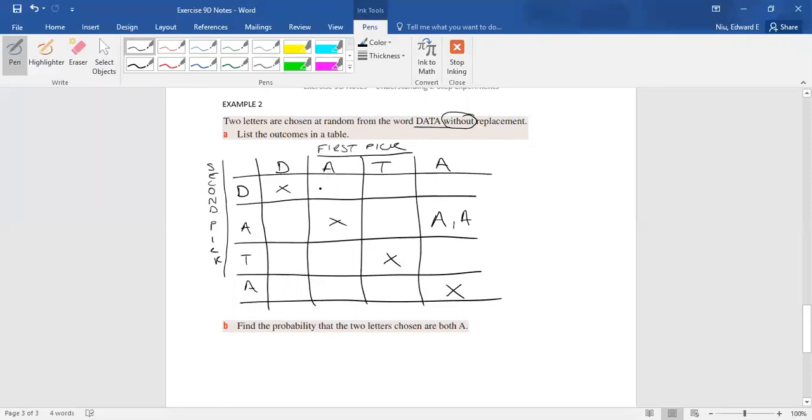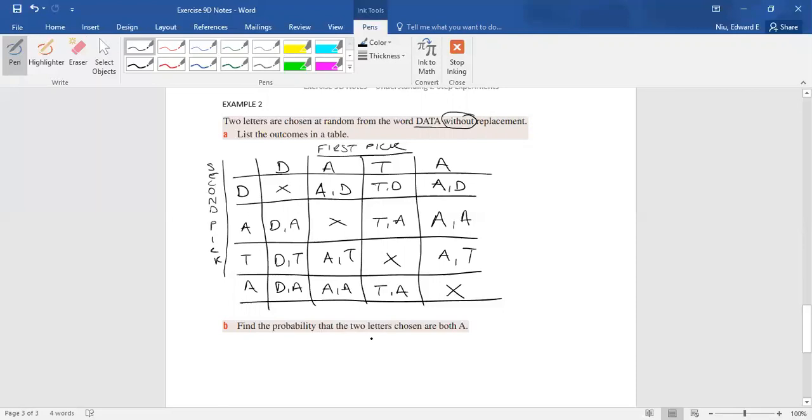After that, if you get an A on the first pick, you get a D on the second pick. That's the sample space of that. If you were to get a T and then a D, TD, here we've got AD, DA. So notice how it's always the first pick's letter and then the second pick's. The order does matter. TA, DT, AT, AT. And then you've got DA, AA, and then TA.